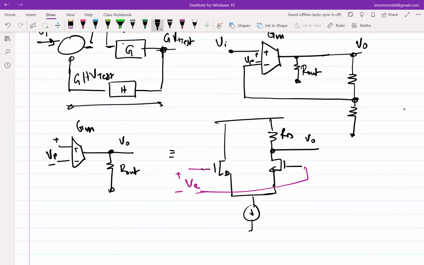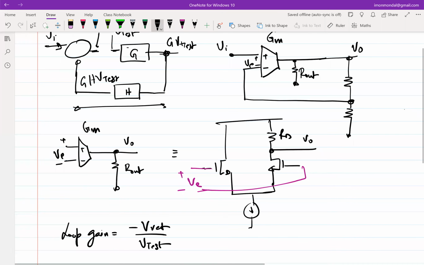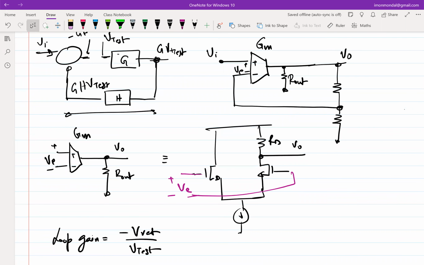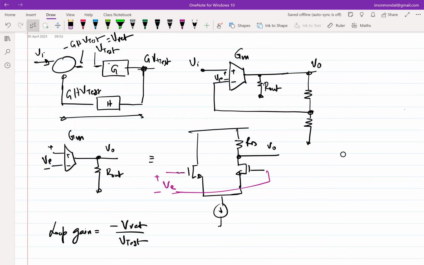So your loop gain is minus V return by V test, if all the variables are in voltage domain, and that's what you are interested in, right? So you can just apply a test voltage and see whatever comes back. Now, in principle, in the loop, you can break it anywhere, right? I can break it here as well, apply the voltage here and observe the voltage here. I'll get the same thing. So you'll get minus GH.